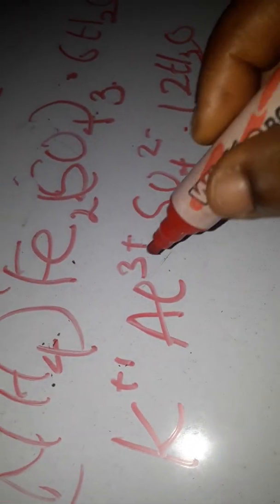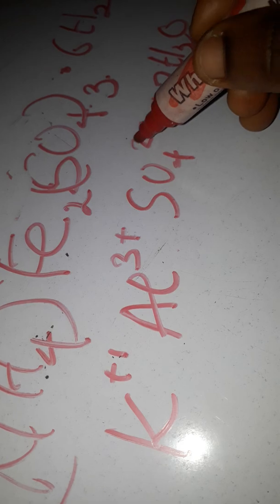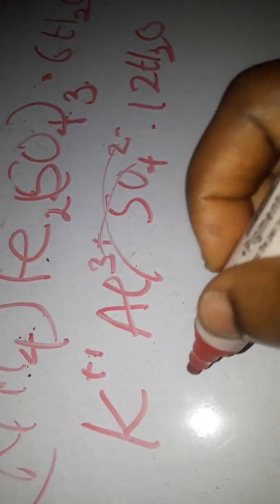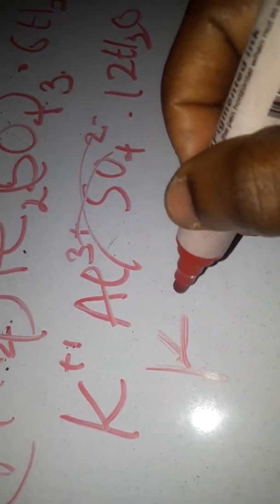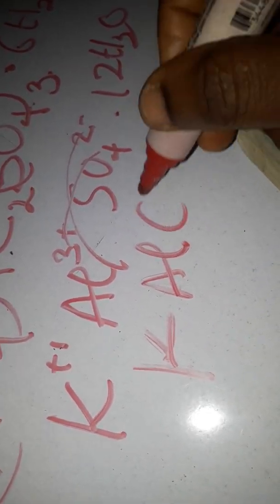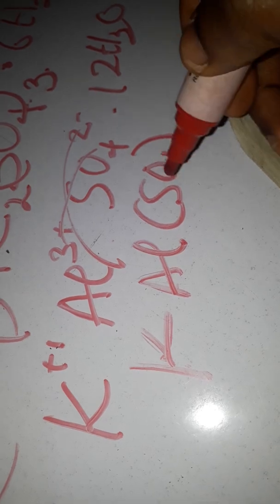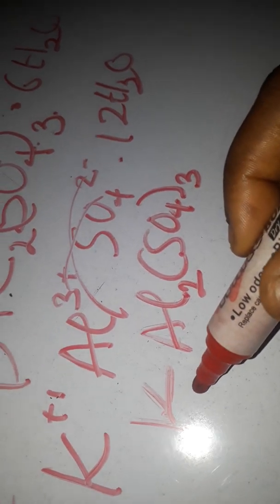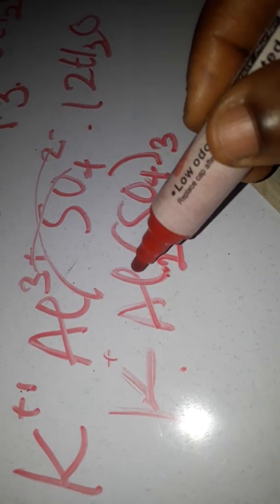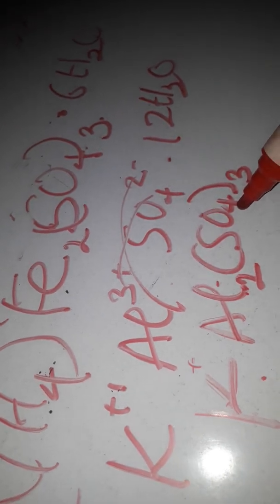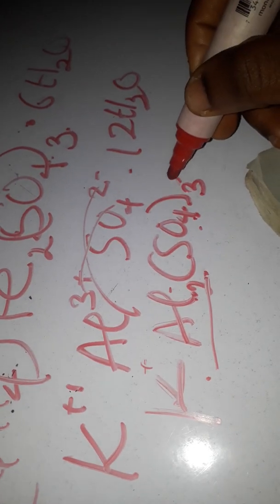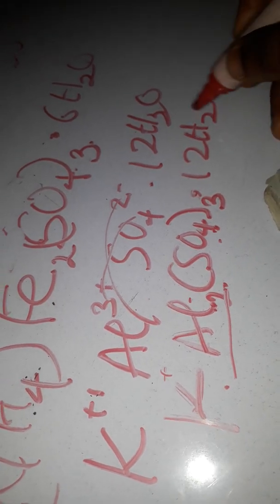By the time we react this together, we have 2 coming here, 3 coming here, and then we still have K, Al, SO4, 2 comes here, 3 comes here, and so in this case now we have potassium, aluminium. This is positive, and this is negative. A double salt has 2 positive ions, 1 negative radical, and a water of crystallization.